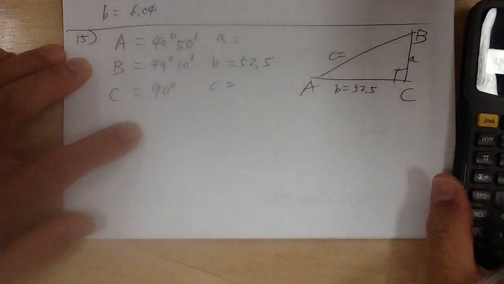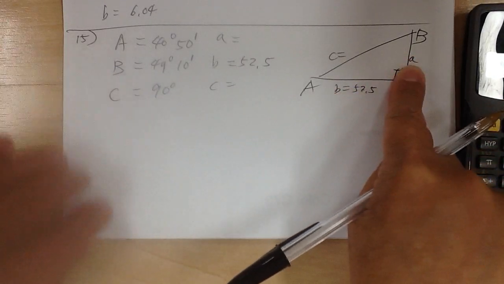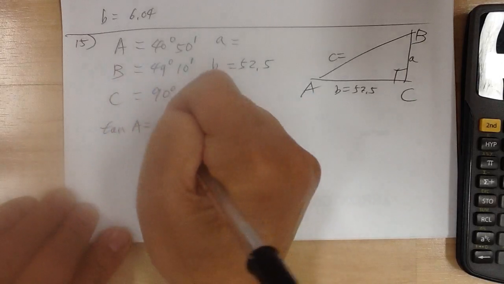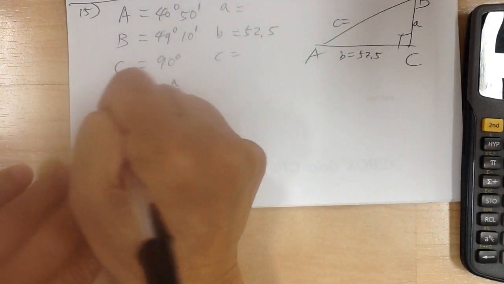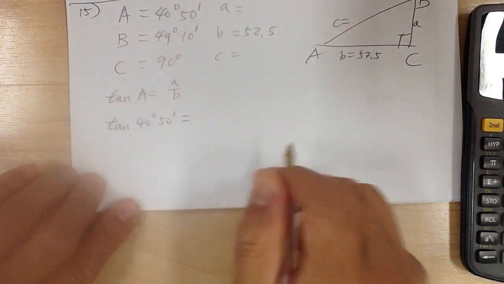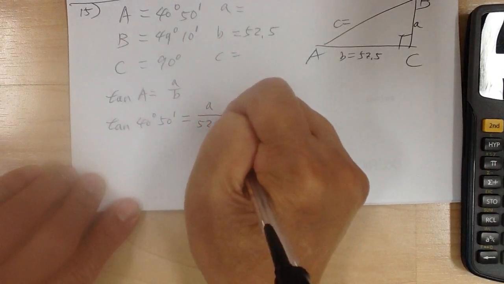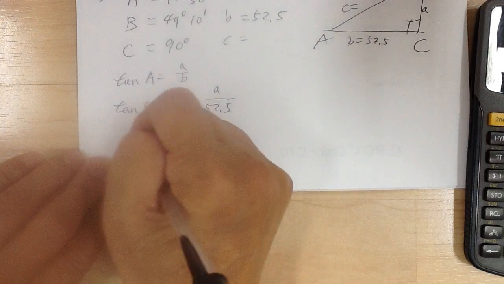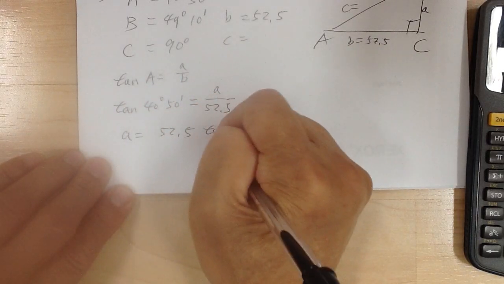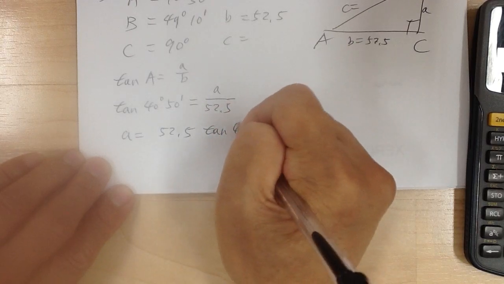Okay. So from here to find A, this would require the tangent function. So tangent A equal to A over B. So substitute. So tangent of 40 degrees 50 minutes equal to A over B, which is 52.5. So cross multiply, cross this way first. So A equal to 52.5 tangent of 40 degrees 50 minutes.